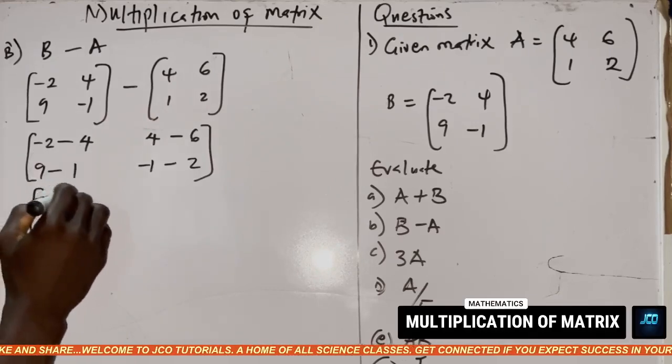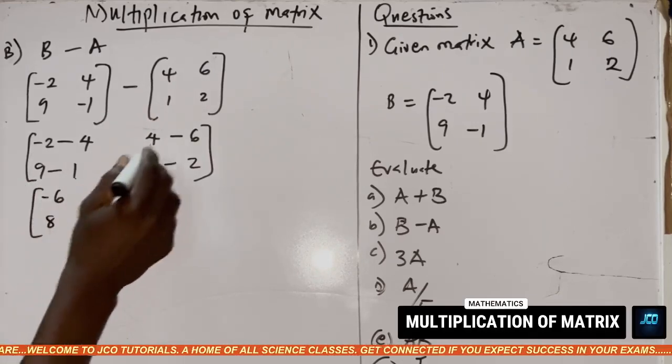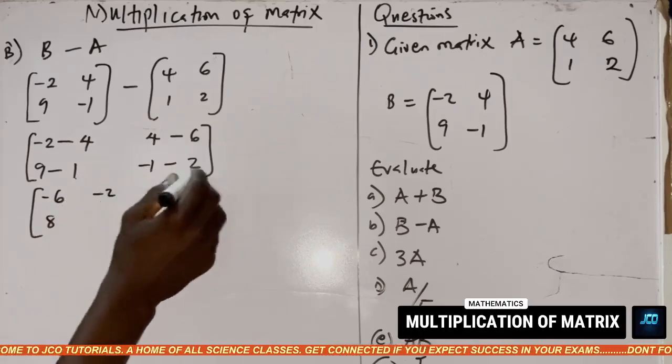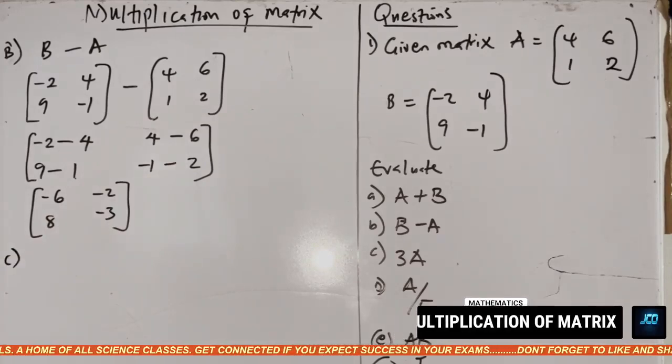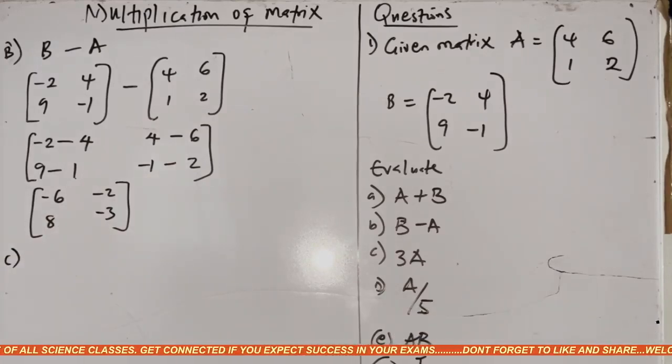-2 minus 4 gives you -6. 9 minus 1 gives you 8. 4 minus 6 gives you -2. -1 minus 2 gives you -3. That's how we deal with that subtraction.